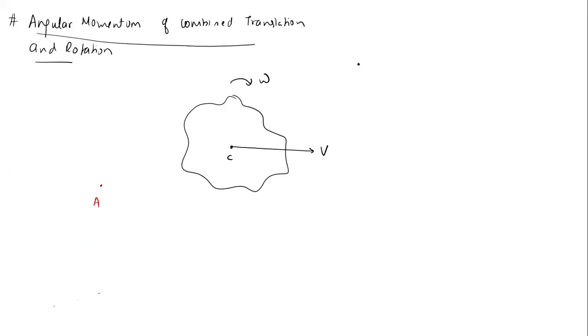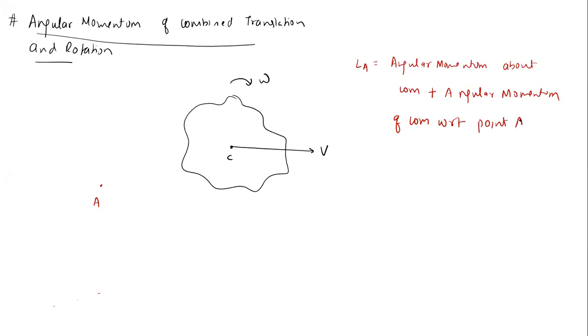Then the angular momentum about A is given by the angular momentum about the center of the mass plus the angular momentum of the center of the mass with respect to point A. So the angular momentum about point A is given by the angular momentum of the body about center of the mass plus angular momentum of the center of the mass with respect to point A.